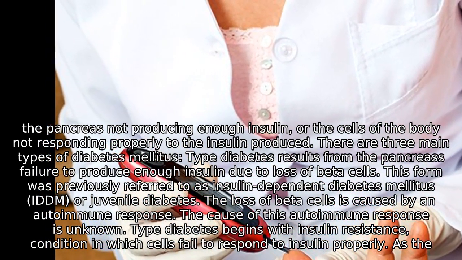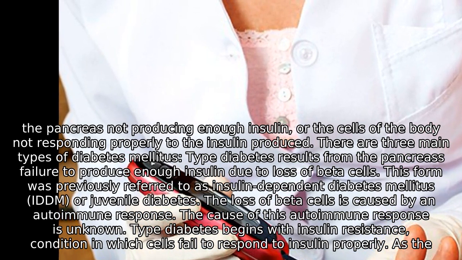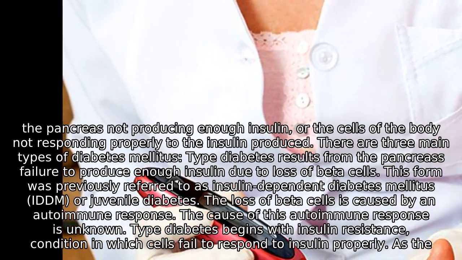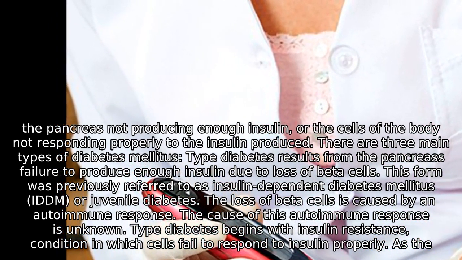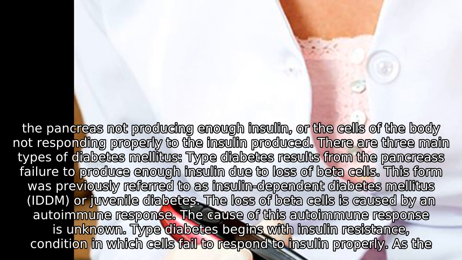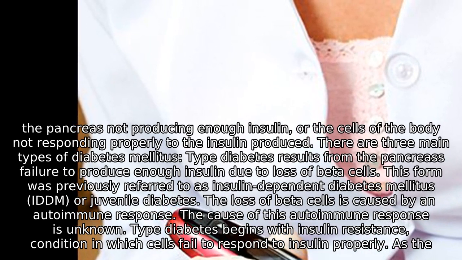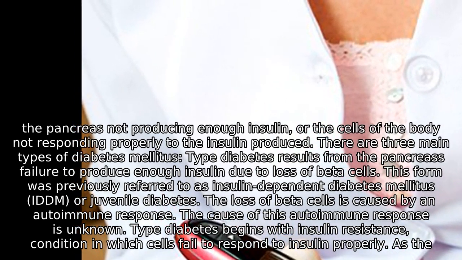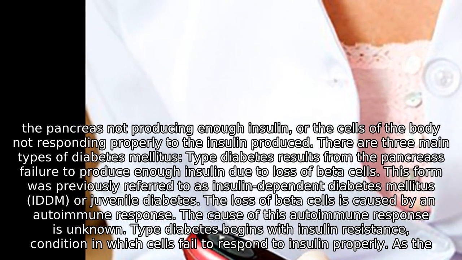Type 1 diabetes results from the pancreas' failure to produce enough insulin due to loss of beta cells. This form was previously referred to as insulin-dependent diabetes mellitus (IDDM) or juvenile diabetes. The loss of beta cells is caused by an autoimmune response. The cause of this autoimmune response is unknown.